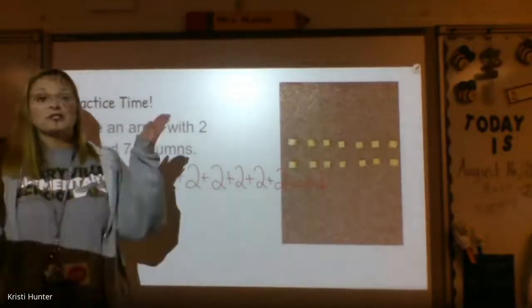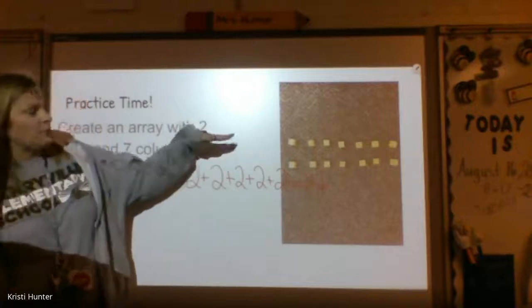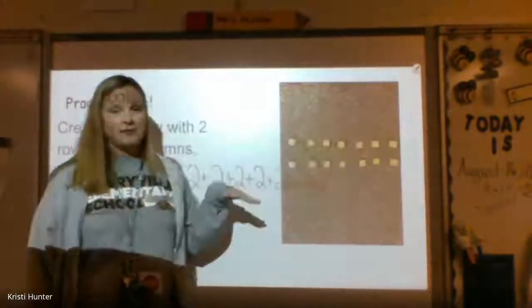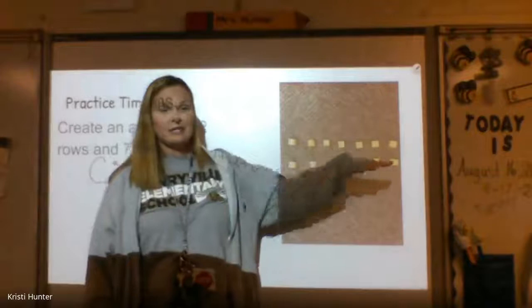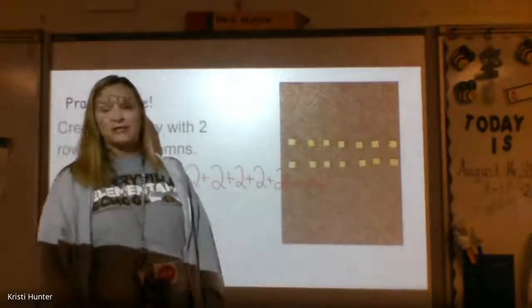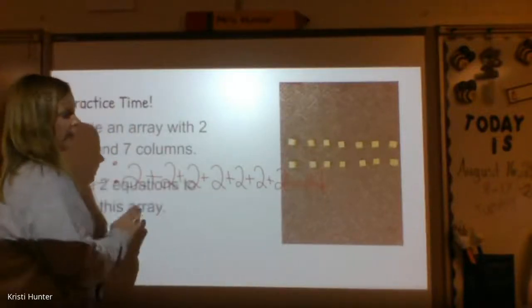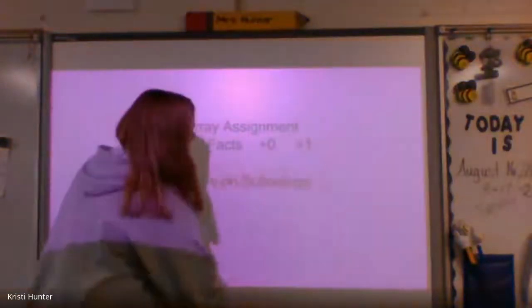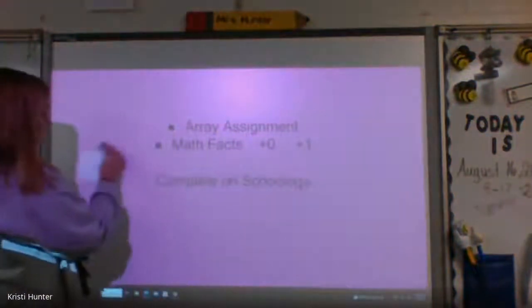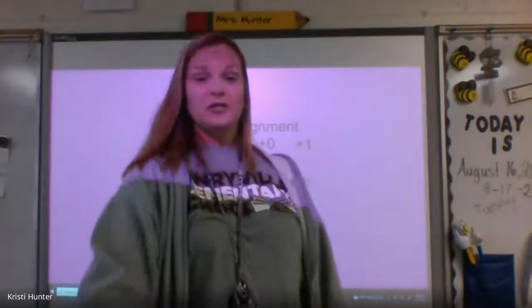Now, we could have made a much shorter equation if we did rows, couldn't we have? Because if we did rows, row 1 had 7, row 2 had 7, and we know 7 plus 7 is 14. So that would give us our answer as well. All right? So make sure you have your equation written. And we are ready for our Schoology assignment.